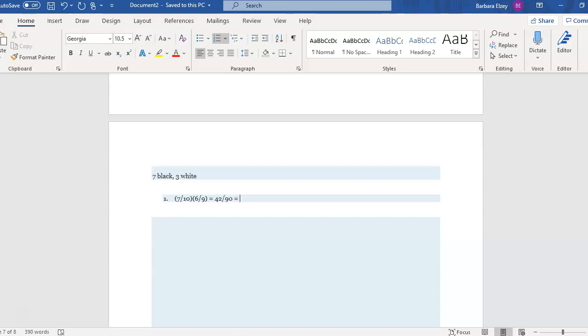We could reduce that fraction, or we can just change it into a decimal. So 42 divided by 90, if we put it in the calculator, ends up being 0.4667. And be careful, look at what your question wants in My Open Math. If it wants a decimal, give it a decimal to the appropriate number of decimal places. If it wants a fraction, give it a reduced fraction. You must reduce it or it will count it wrong. All right, now let's go to our second one.